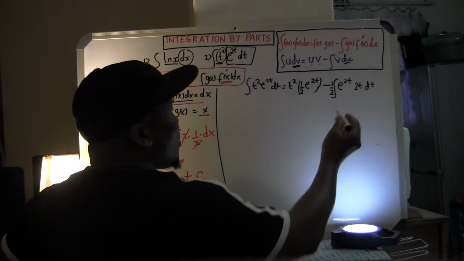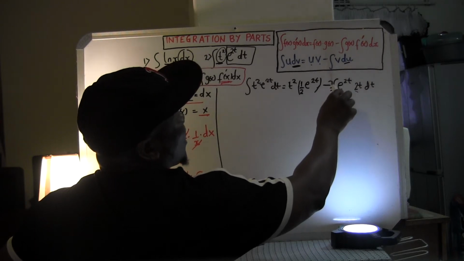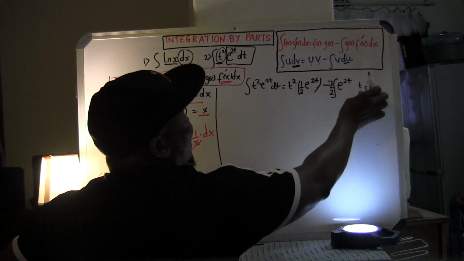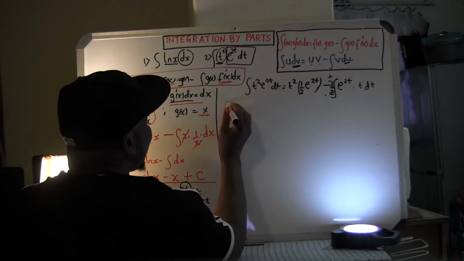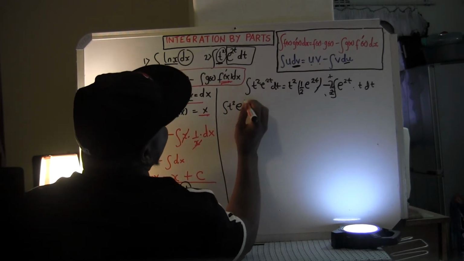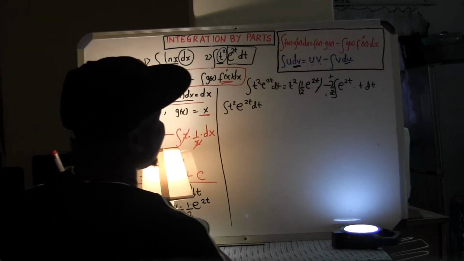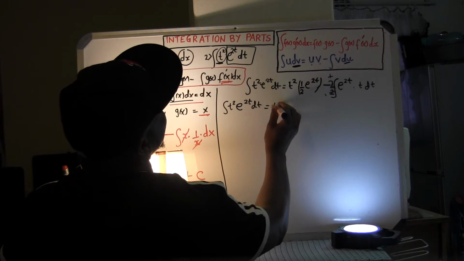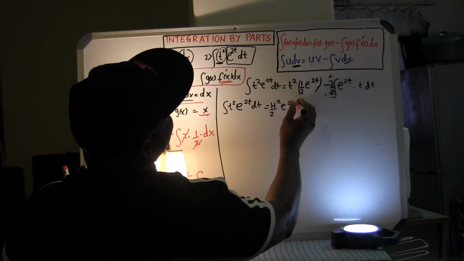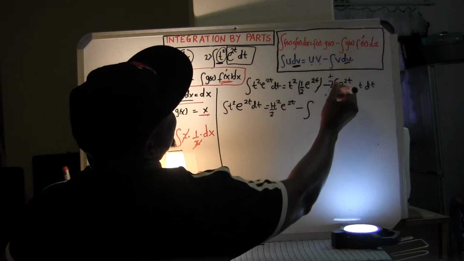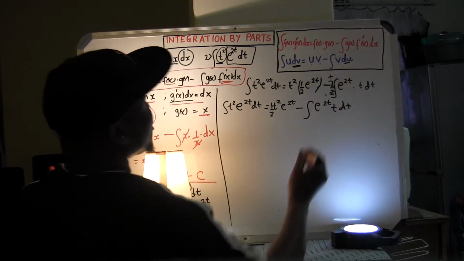So what I'm going to do, I'll take this 2 out also. If you take this 2 out, it's going to come here. So 2 and 2 cancel. So now I'm going to have a half t squared e to 2t minus integral of t e to 2t dt. So we got another problem over there.